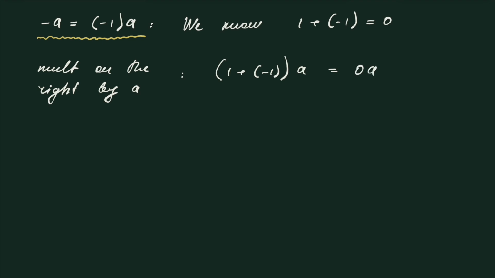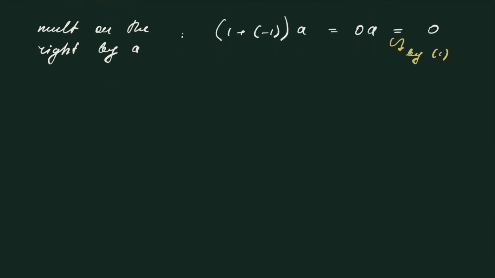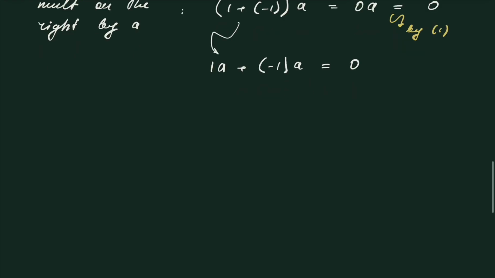Here we will have 1 plus minus 1 times A equal to 0 times A. Now 0 times A is equal to 0, we already showed that. But from the distributivity, we also have that this distributes: 1 times A plus minus 1 times A is equal to 0. I'm not writing distributivity here, it's clear. Now 1 times A is A, so A plus minus 1 times A is equal to 0. It's also by the axiom: we showed that if there is an identity, then it should satisfy 1 times A times 1 is equal to A.